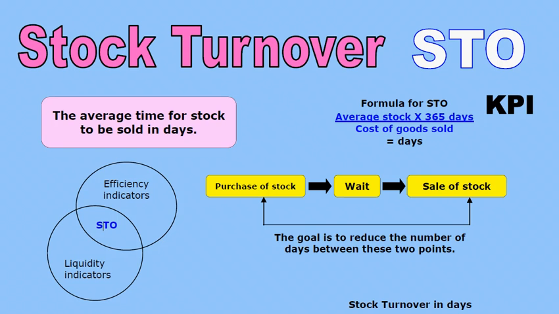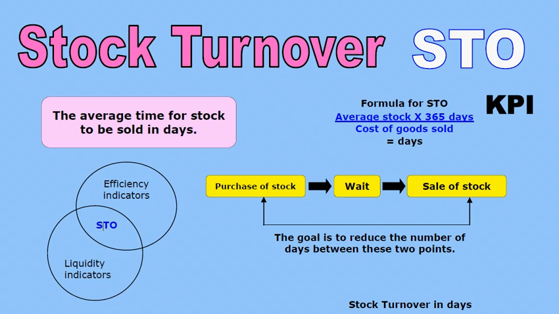Trading businesses buy and sell stock. That's what makes them a trading business. So stock is a key asset. It's the sale of the stock that's going to generate the cash inflow, and it's going to generate the sales, hence profits. And the indicator, the KPI, which is measuring how efficiently the business manages its stock, is the stock turnover, the STO. This measures the average time for stock to be sold in days.